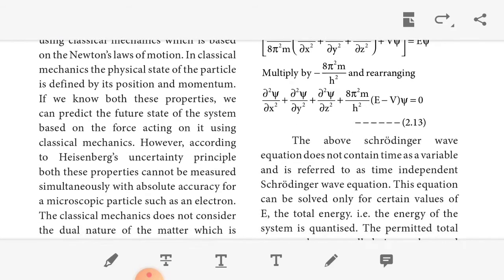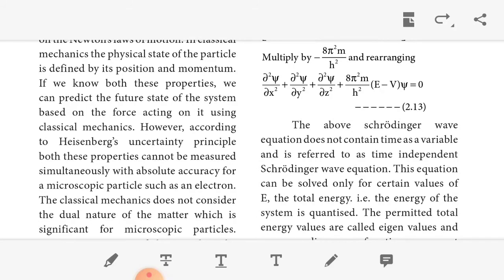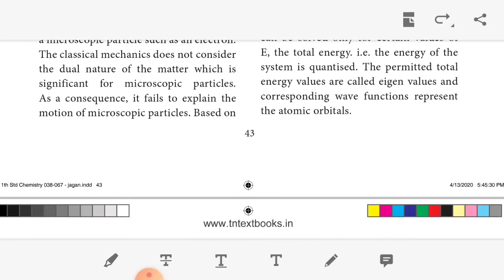The above Schrödinger wave equation does not contain time as a variable and is therefore independent of time. What is this? The time independent Schrödinger wave equation. This equation can be solved only for certain values of E, that is the total energy. The energy of the system is quantized. The permitted total energy values are called eigen values, and the corresponding wave functions represent the atomic orbitals.